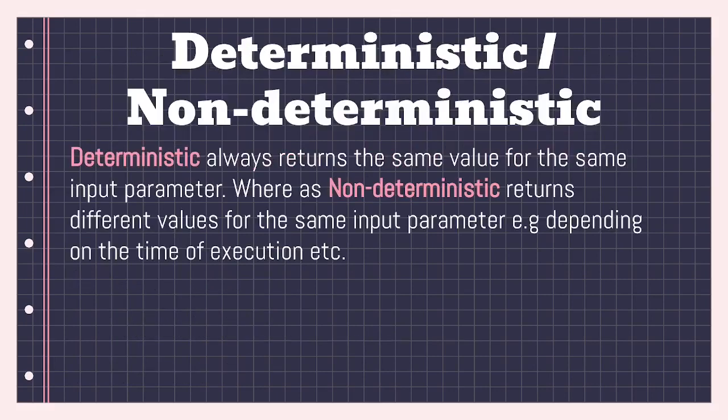A deterministic function always returns the same value for the same inputs. For example, you write a function that simply adds two numbers together. If you pass in 1 and 2, it should always return 3 as the sum of those two numbers. So for the same input, it should return the same output no matter the situation, and that's what we call a deterministic function. A non-deterministic function is one where you pass in an input, but the output is going to be different depending on different circumstances, for example, depending on the time of execution.